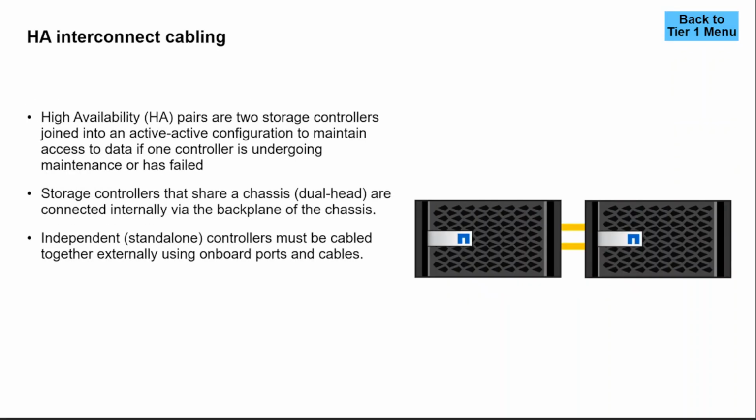After physically racking the storage system hardware into a cabinet and setting the shelf IDs, your next step is to create the HA pairs. If the systems share a chassis, then the HA interconnect is already established via the backplane. Standalone systems require connecting two cables between the storage controllers. The cable type and ports used for the HA interconnect varies by platform and model, so consult Hardware Universe.